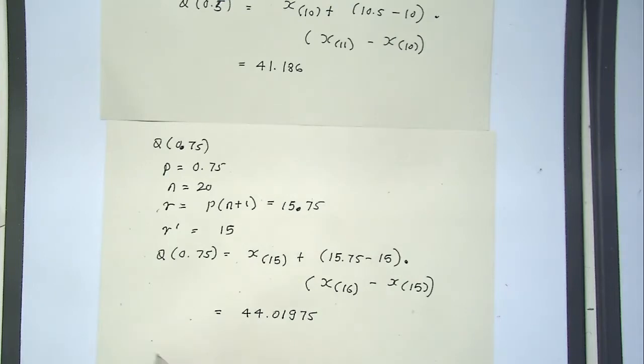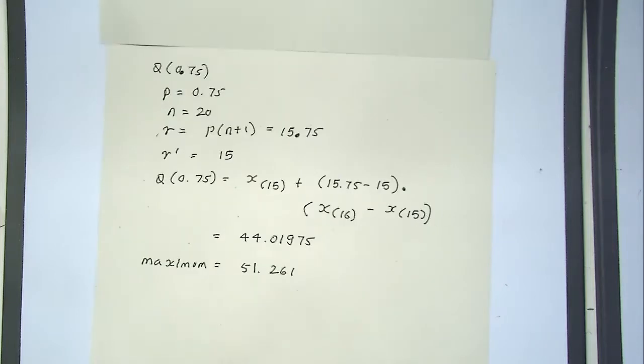Okay, and finally the maximum, which is easy to find. The maximum data value is 51.261. So you got the 5-number summary, right? Okay, that's the first part.